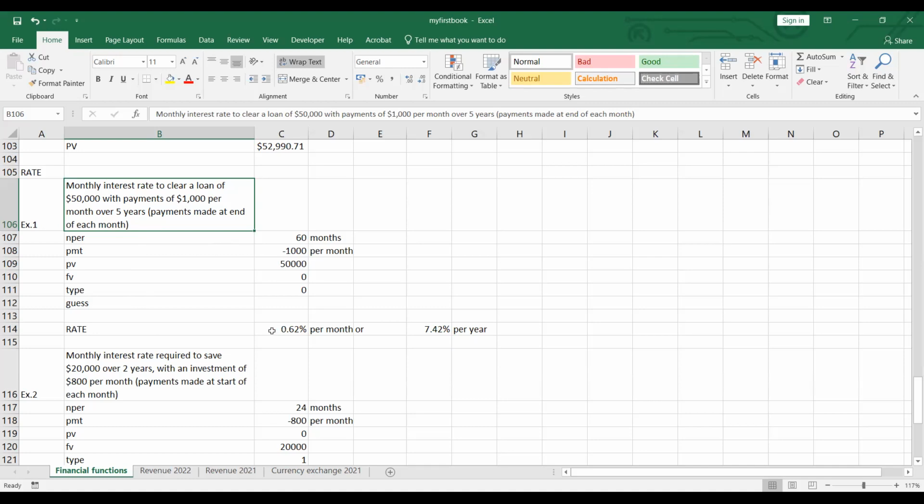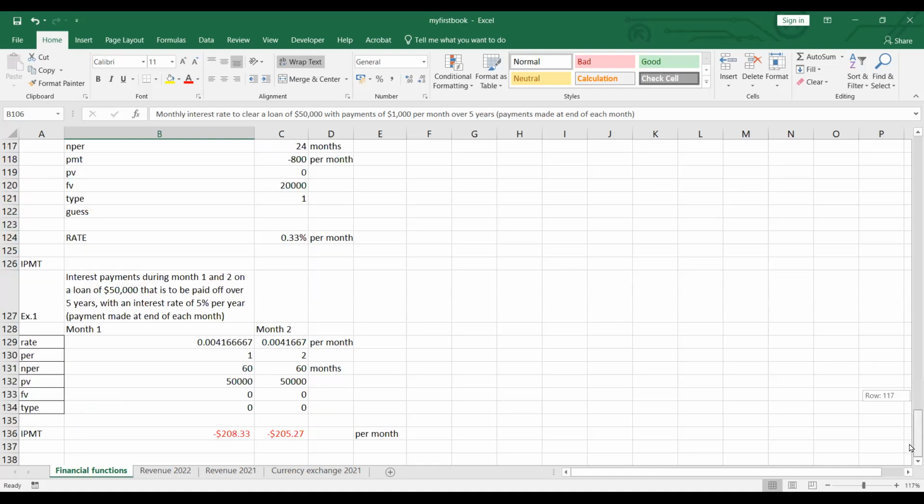If it asks for the rate per year, you can calculate the rate per month first, and then you multiply by 12 to get the interest rate per year. Okay. After that, we talk about the second series of the financial functions. The second series of the financial functions talks about the time related to the payment.